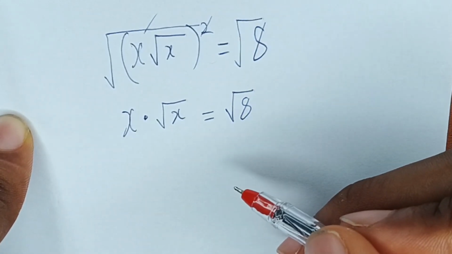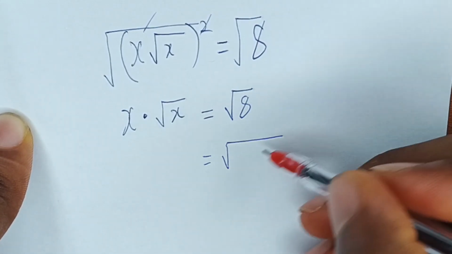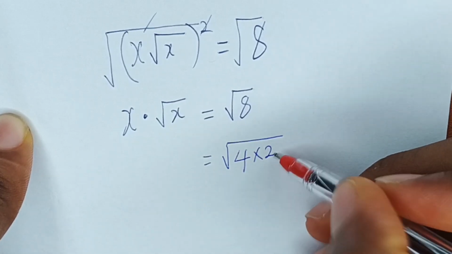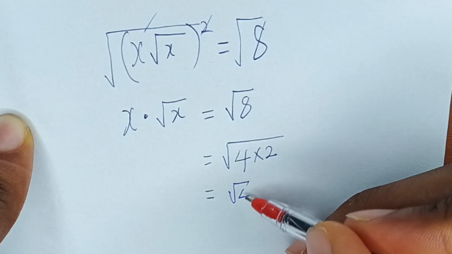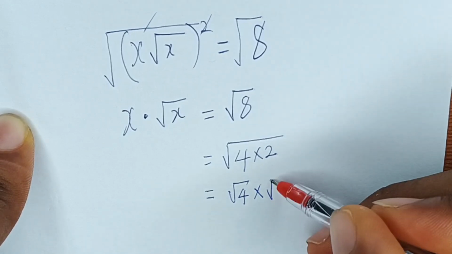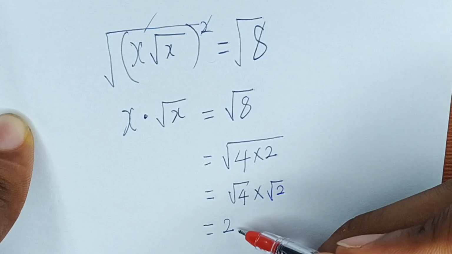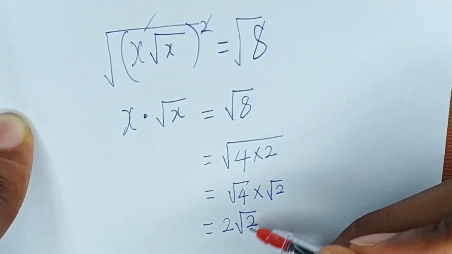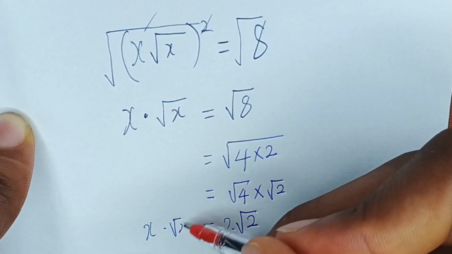Now square root of 8 is the same thing as square root of 4 times 2, and this is equal to square root of 4 times square root of 2, where square root of 4 is equal to 2, so we have 2 times square root of 2 to be equal to x times square root of x.